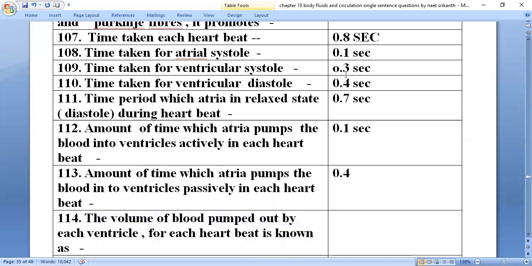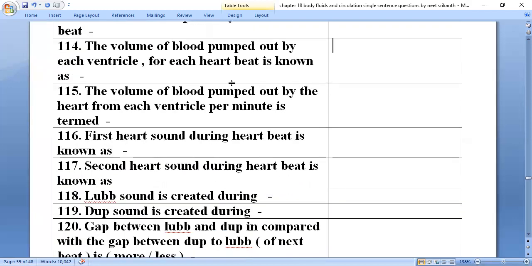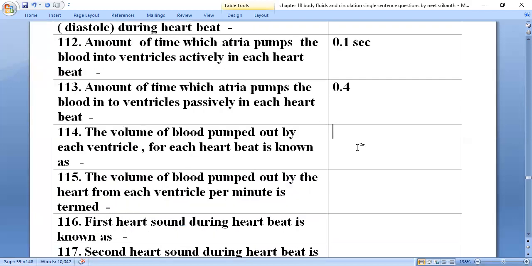The volume of the blood pumped out by each ventricle for each heartbeat is known as stroke volume. The volume of blood pumped out by the heart from each ventricle per minute is termed cardiac output.